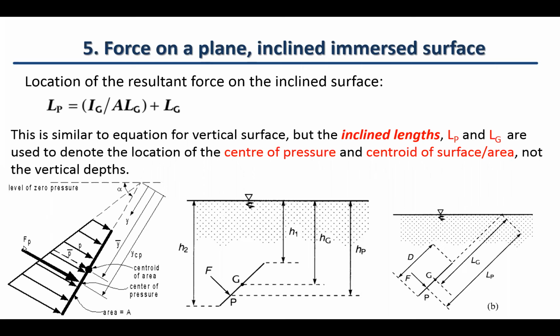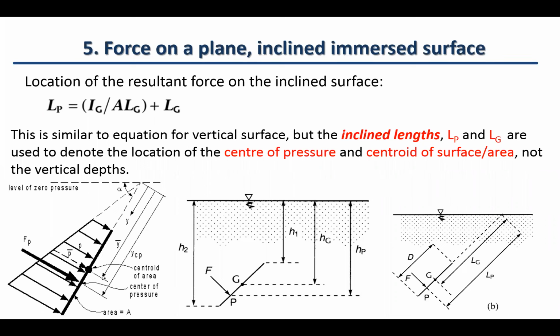In the left-hand figure, you can see the pressure distribution diagram, acting at right angles to the plane area. It looks like a trapezoidal shape. It starts from this point and ends at this point, and that is the area, and everything is the same.